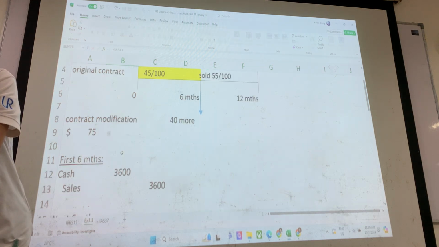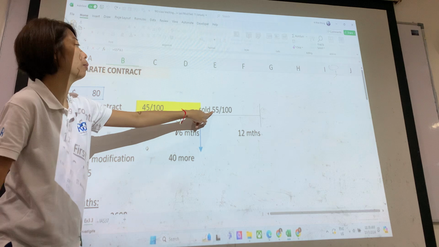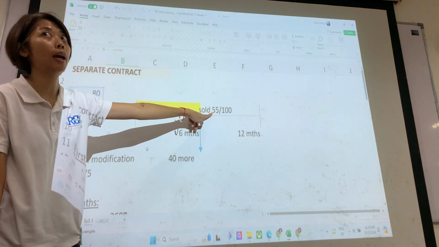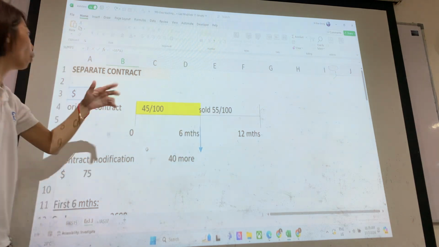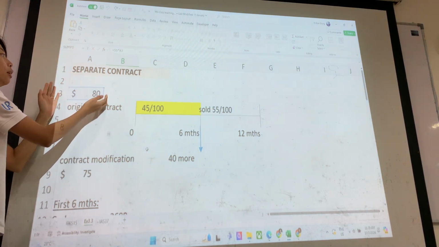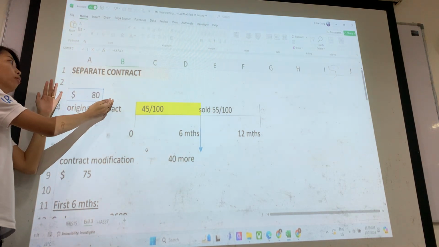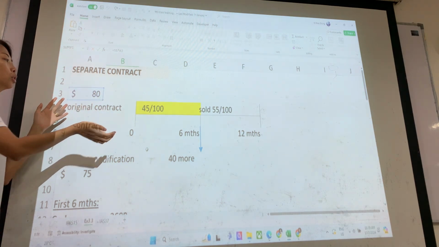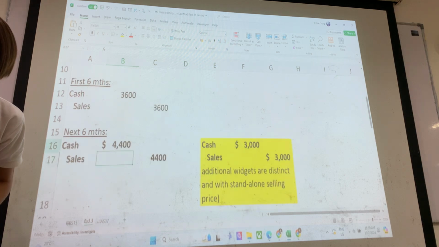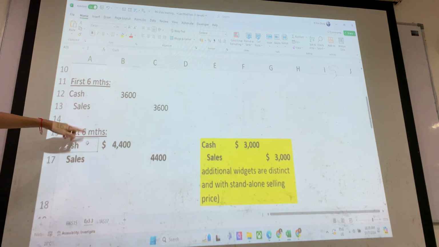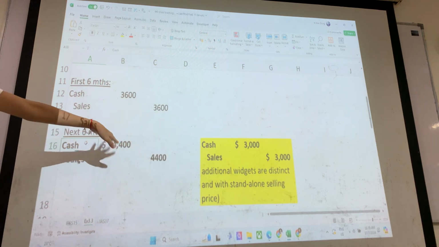We still have 55 units from the original contract that we have not sold, right? So the 55 units from the original contract, we will calculate based on $80, the original price, as our revenue. So 55 times 80 is 4,400. So let's say we receive money, I just simply write debtors also never mind. So we receive money, 4,400.